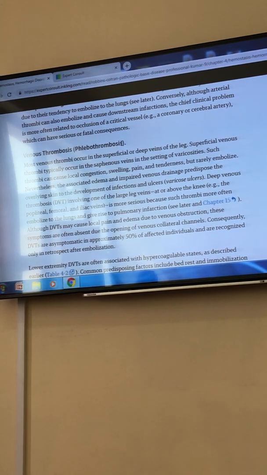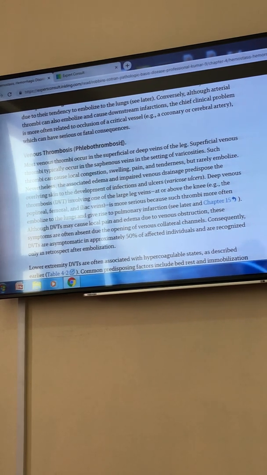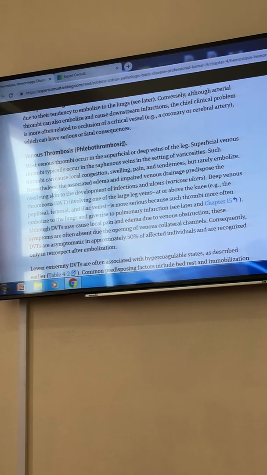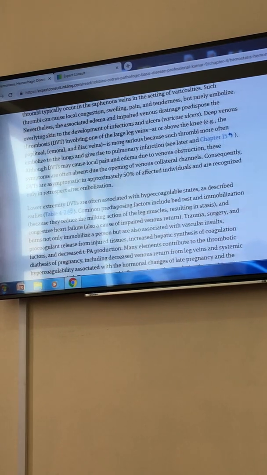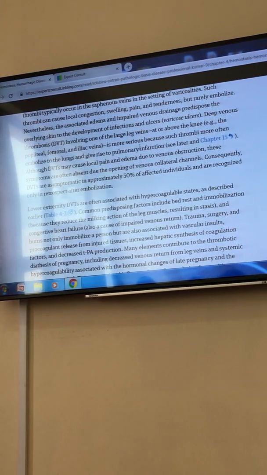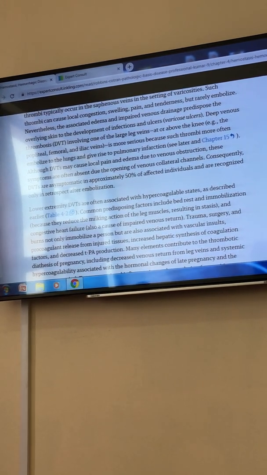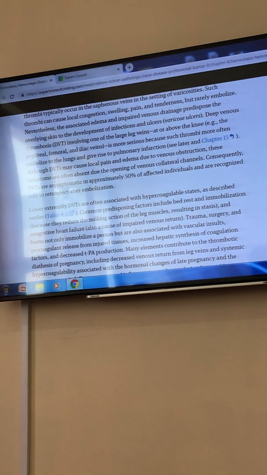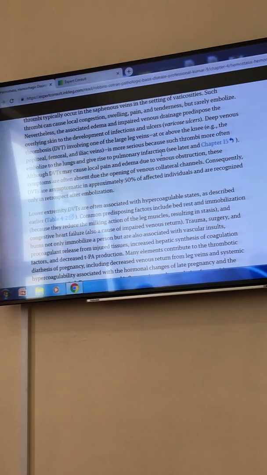But the danger is when the thrombus is in the deep leg veins, because then it has the danger of embolization. The problem is that in almost 50% of cases, these deep venous thrombosis patients have no symptoms, and they are diagnosed when they have pulmonary embolization. And that's the bad part.